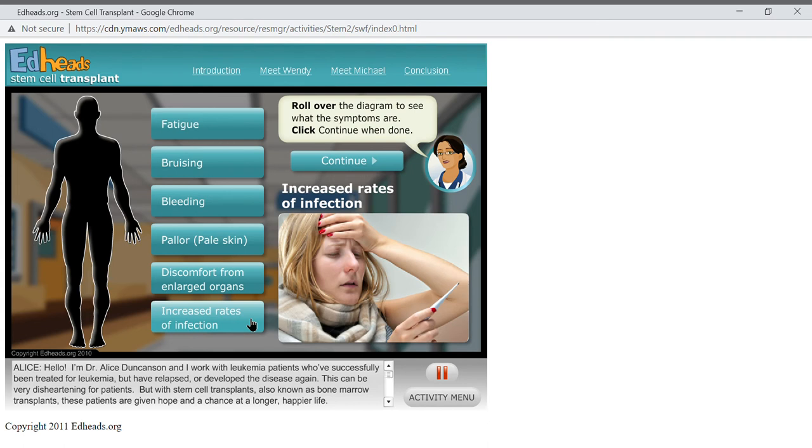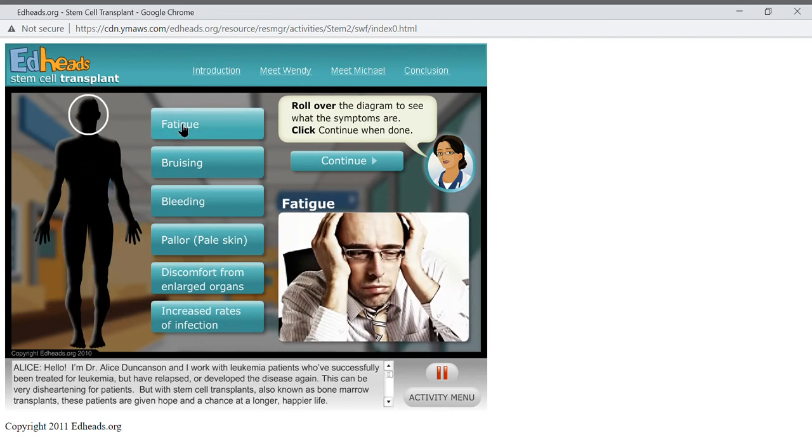Leukemia is a cancer of the blood or bone marrow that results when a blood stem cell, called a blast, becomes altered and undergoes abnormally rapid growth. This means that white blood cell blasts accumulate in the bone marrow and interfere with the production of normal blood cells. Symptoms of leukemia include fatigue, bruising and bleeding, pallor, discomfort from enlarged organs, and increased rates of infection, since the white blood cells are not functioning properly as immune cells.